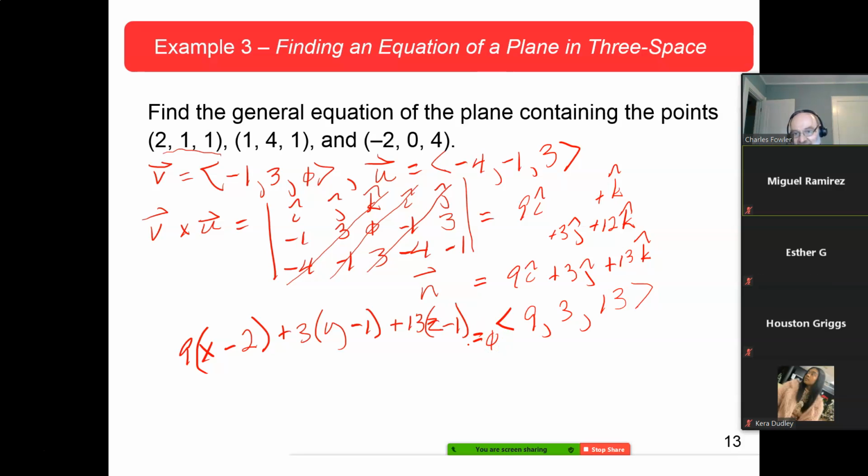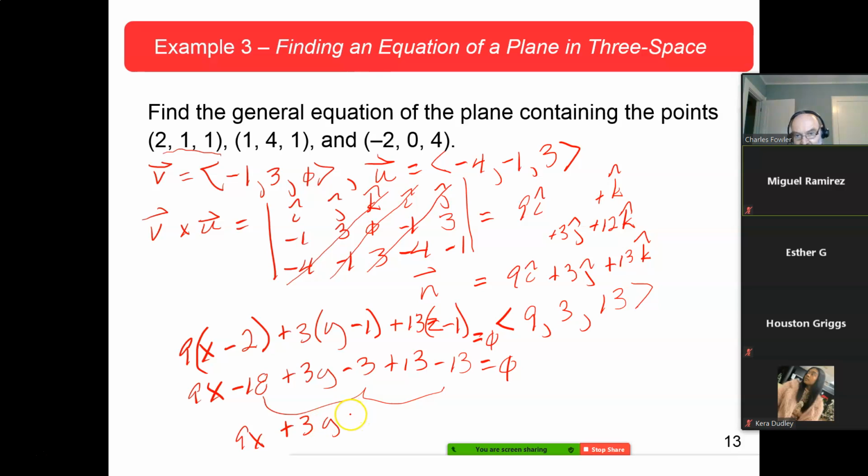Now that's your standard form. So let's multiply through, and this gives you 9x minus 18 plus 3y minus 3 plus 13z minus 13 is equal to 0. Add these constants together here, and you get 9x plus 3y, I left off my z here, didn't I? Okay, plus 13z.